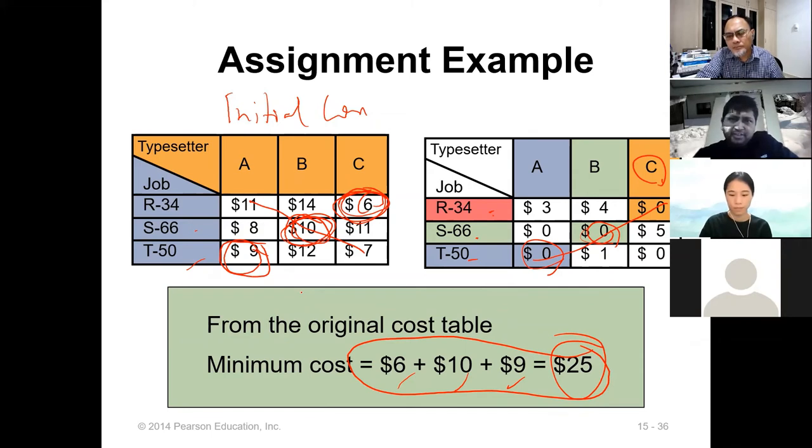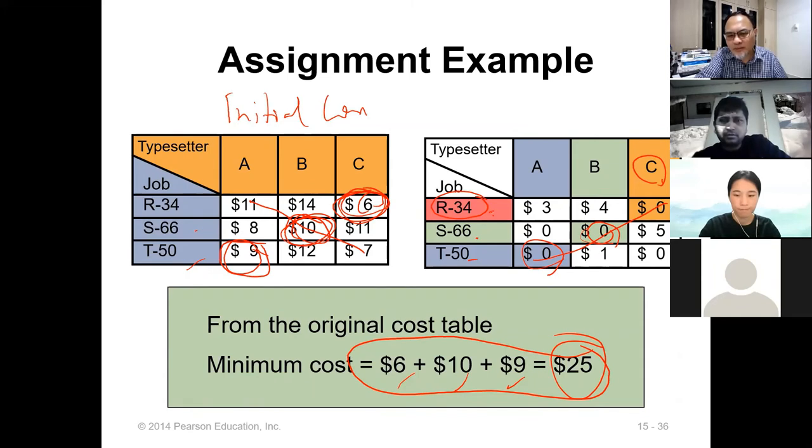For R35, you have taken R34. Yes. S66, there is 20. You have taken the middle one. Why? And also T50 has 20. You have taken the last one. The left one. If we start off with, who can do this R34?